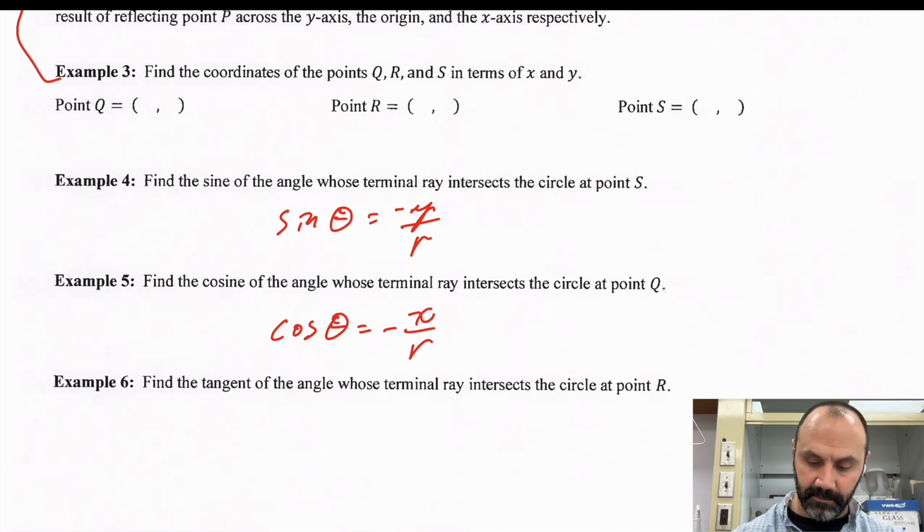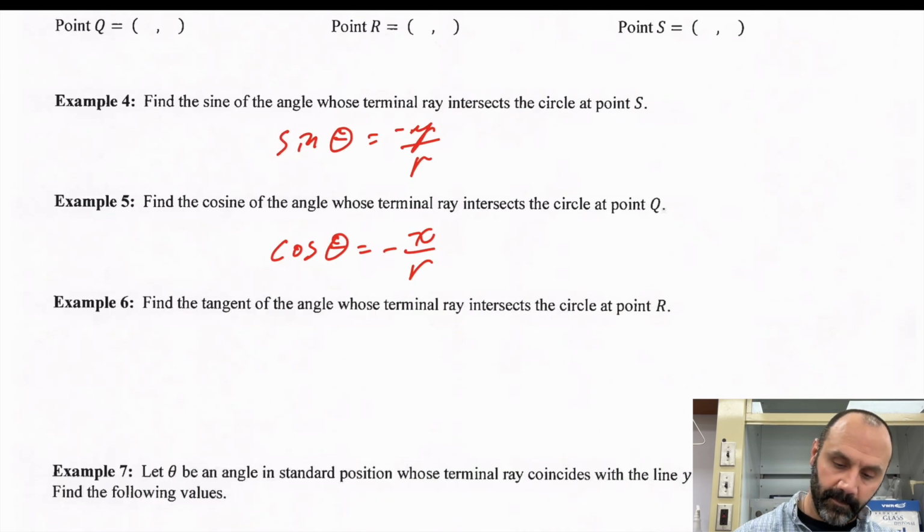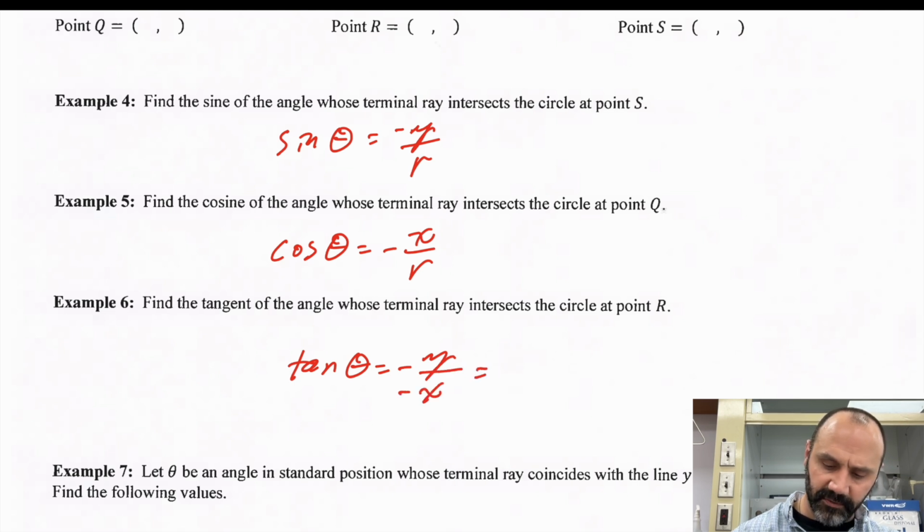Example 6, find the tangent at point R. Point R is down here. Tangent is opposite over adjacent. So that's going to be negative y over negative x. Okay, so tangent theta is negative y over negative x. So that simplifies to just y over x.